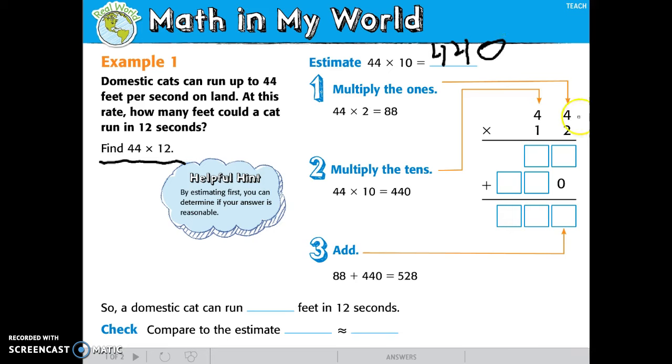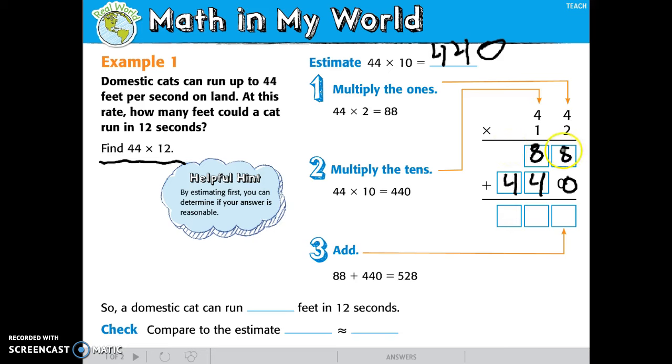So now we're going to multiply the ones. 2 times 4 is 8. Now we need to multiply the tens, and remember that we put this 0 here to remember that we're multiplying the tens place. 1 times 4 is 4. So 44 times 10 is 440.